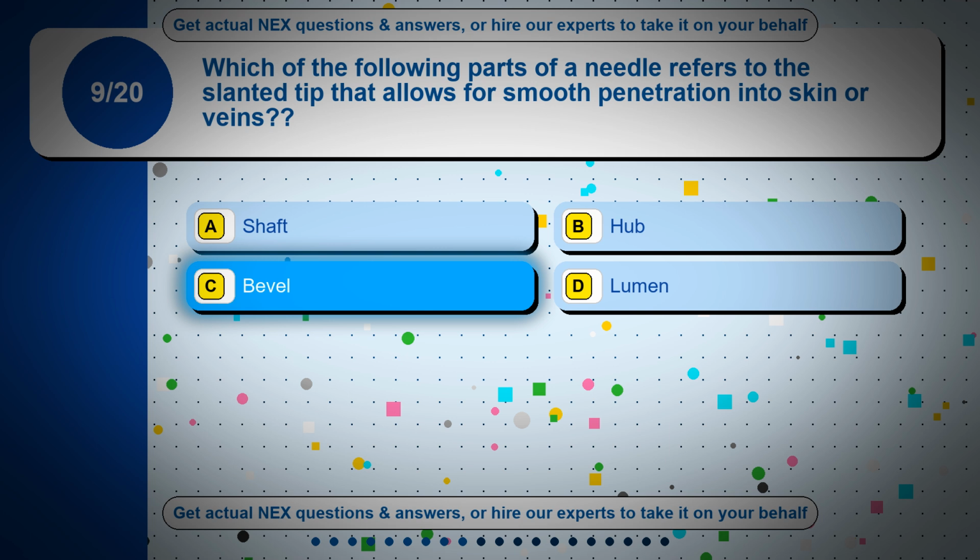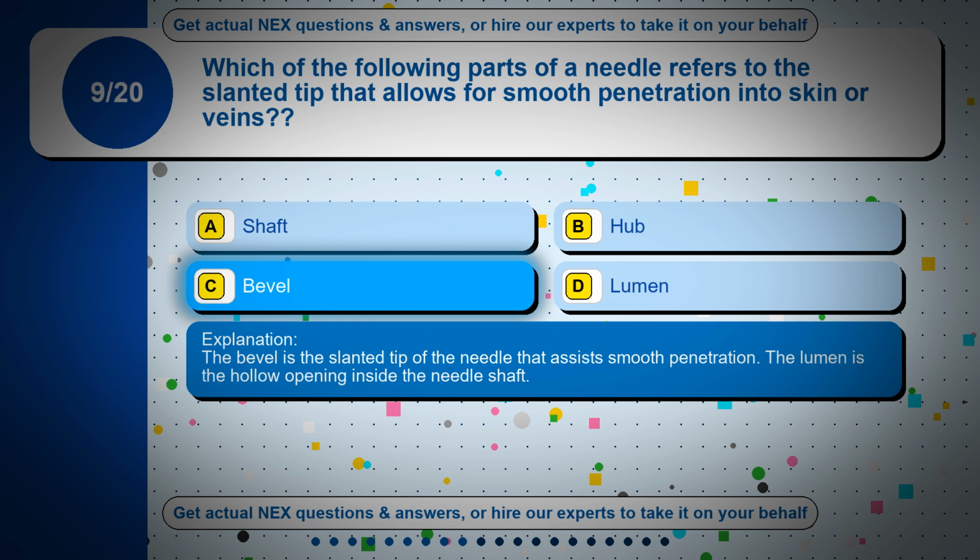Bevel. The bevel is the slanted tip of the needle that assists smooth penetration. The lumen is the hollow opening inside the needle shaft.